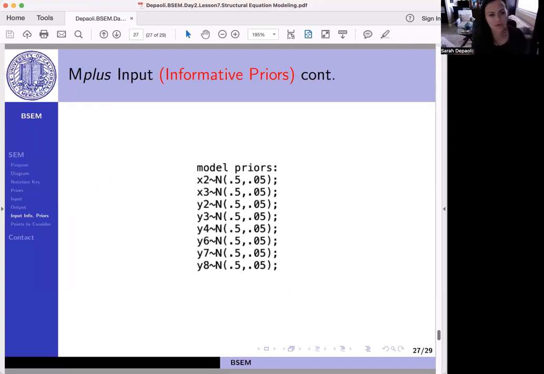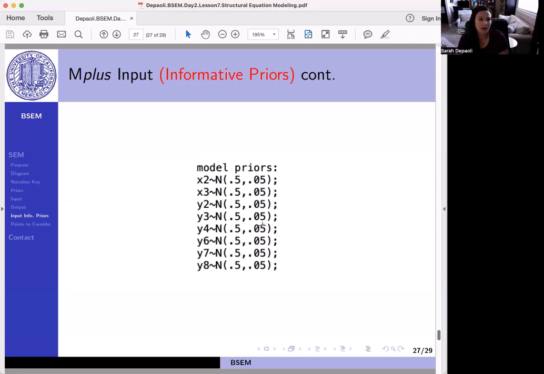So I pulled out just a few of them, and we can replace the default diffuse priors with user-specified priors. So let's say we were interested mostly in having user-specified priors on the factor loadings. We can name them X1 to X3 and then Y1 to Y8. And then we would take the free loadings, so not the ones that are fixed to 1.0. We could take those free loadings and then place our own priors on them.